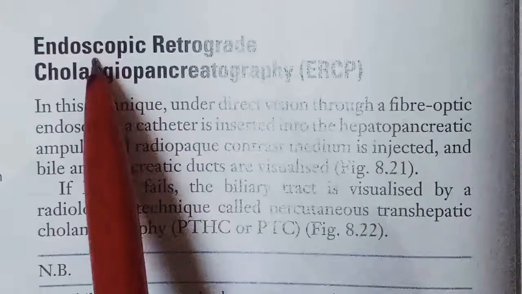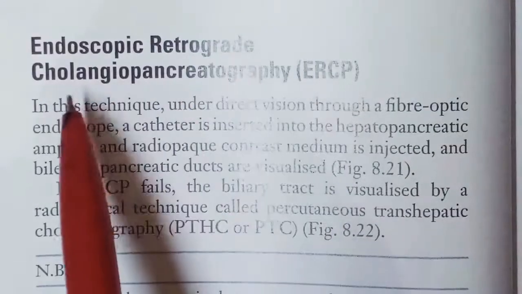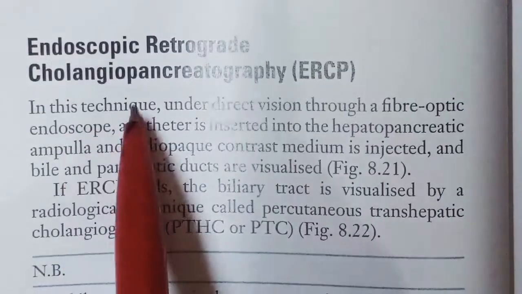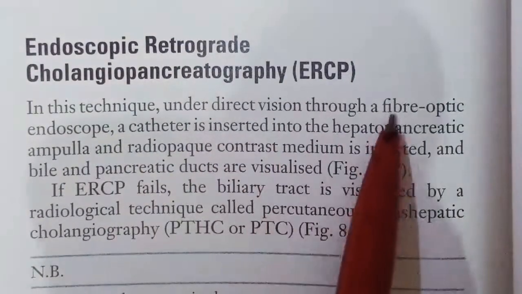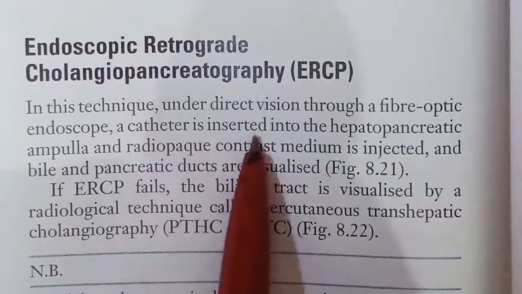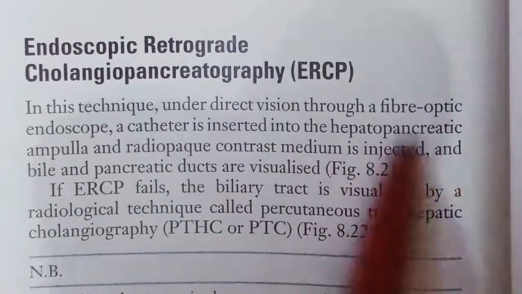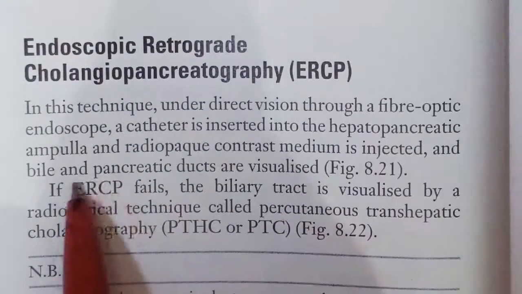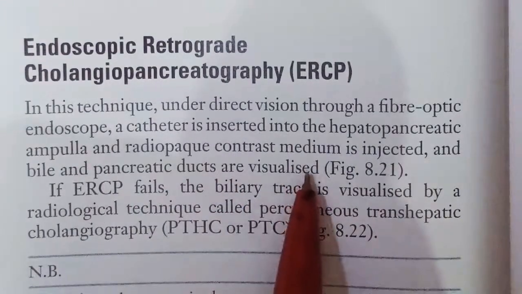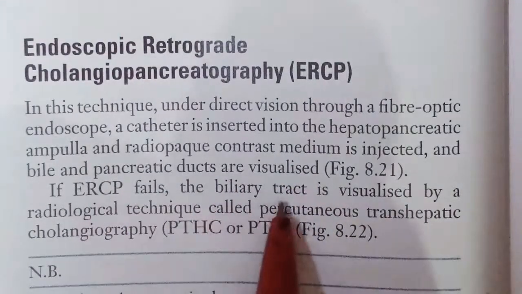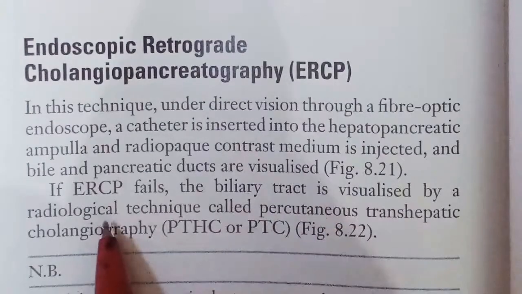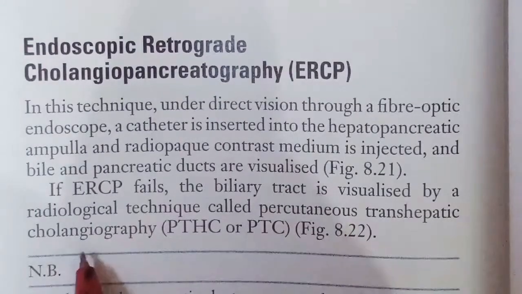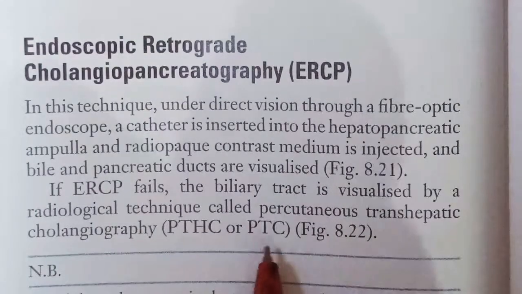Now, what is endoscopic retrograde cholangiopancreatography (ERCP)? In this technique, under direct vision through a fiber optic endoscope, a catheter is inserted into the hepatopancreatic ampulla and radio-opaque contrast medium is injected and bile and pancreatic ducts are visualized. If ERCP fails, the biliary tract is visualized by a radiological technique called percutaneous transhepatic cholangiography, PTC.